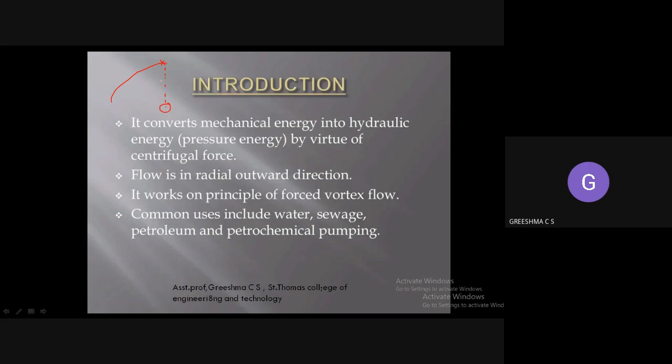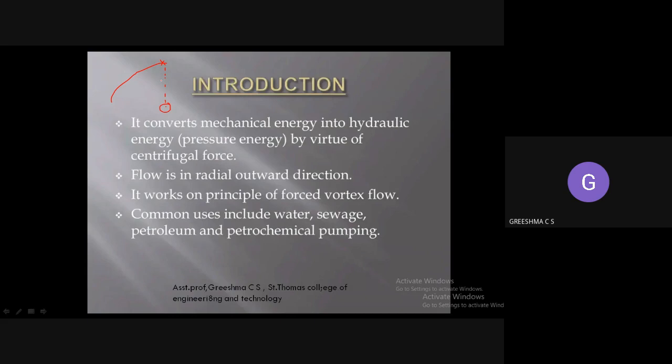Here the flow is in the radial outward direction. The flow is occurring in the radial direction. I have that video, I will show you. When you see this, you will understand this concept.